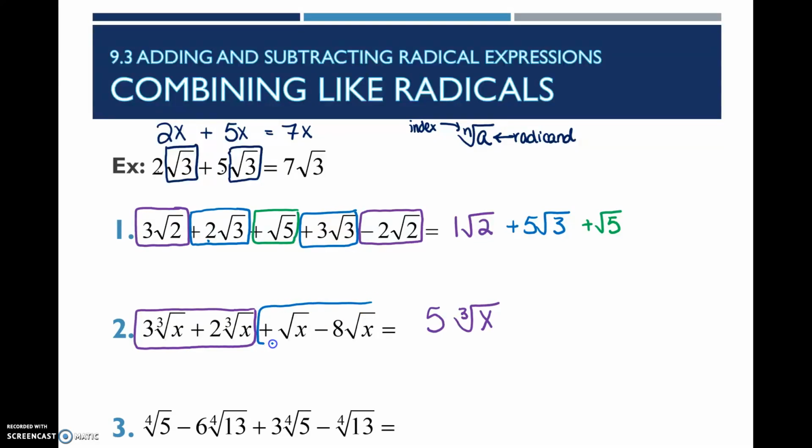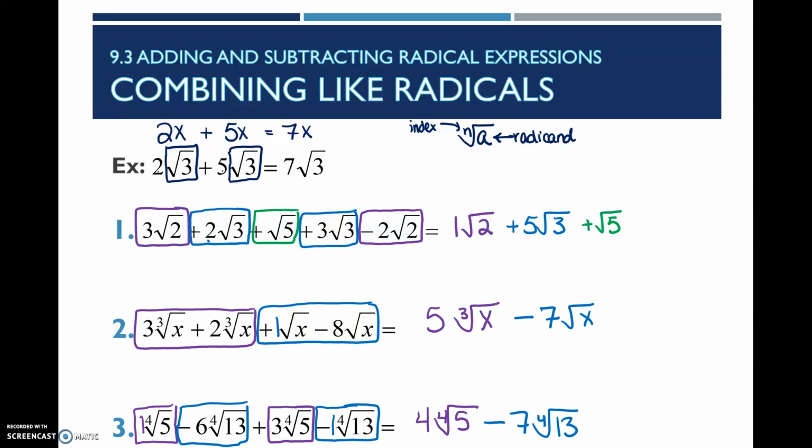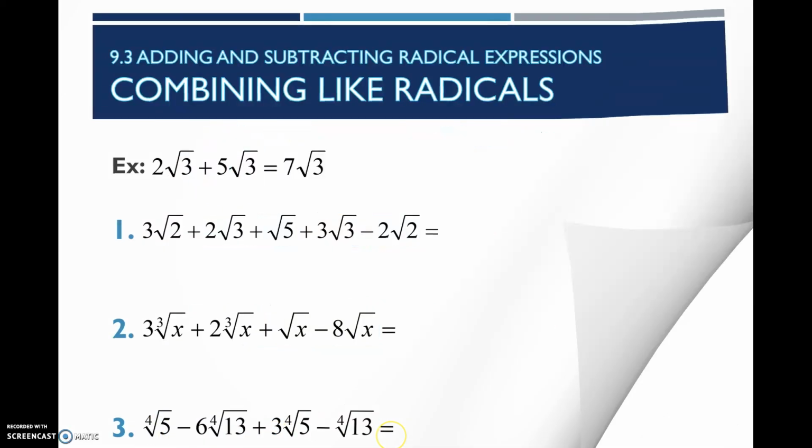Then we have square root of x minus 8 square root of x. What number is in front of this square root of x? A 1. And 1 minus 8 is negative 7 square root of x. I would like you to try number 3 on your own. If you're watching the video, pause the video, try number 3 on your own, and then click play to continue. You match up the 4th roots of 5. You've got 1 and 3, so that makes 4.